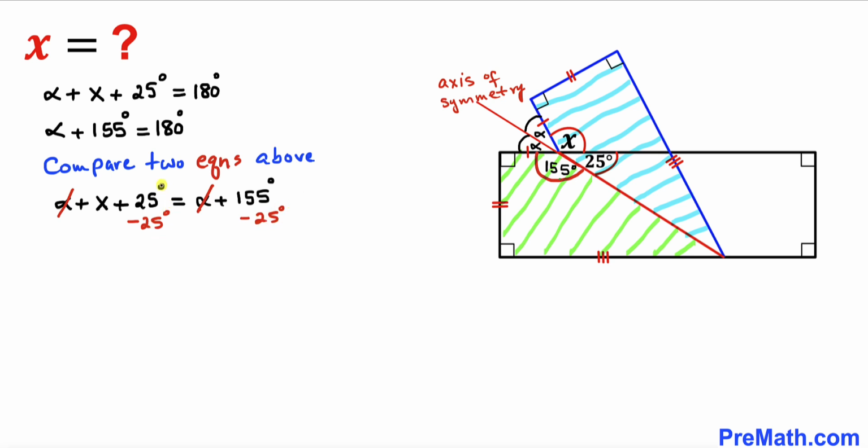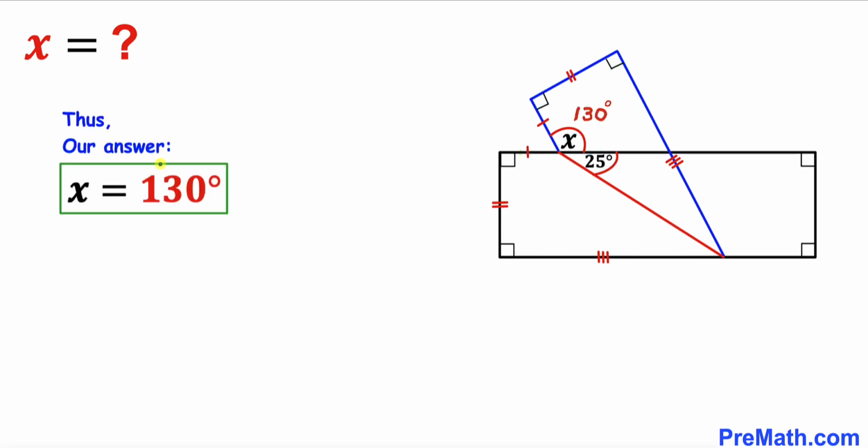And now we can see this 25 degrees and this negative 25 degrees is gone. So therefore, our angle x turns out to be 130 degrees. So thus our angle x turns out to be 130 degrees. And that's our final answer.